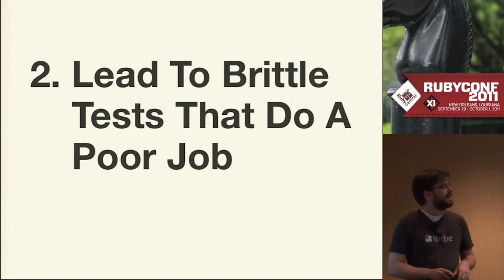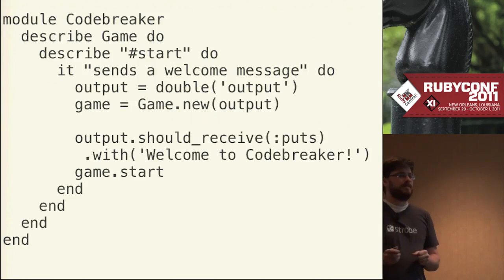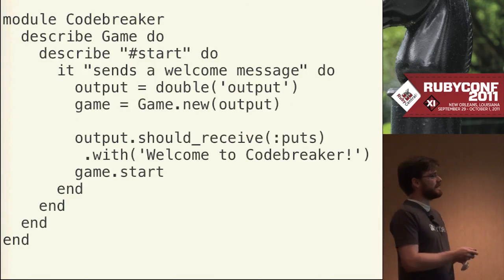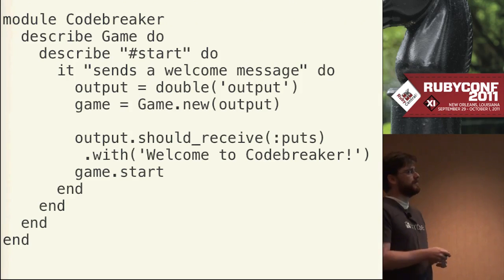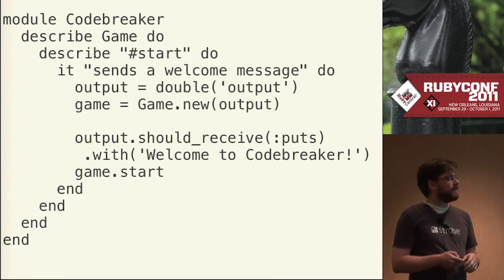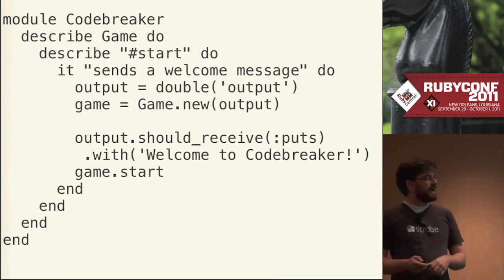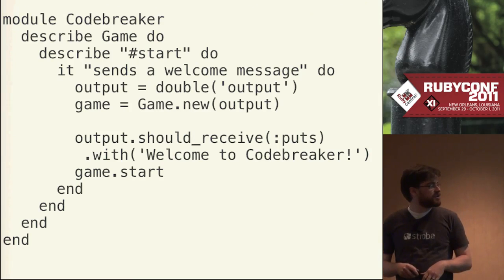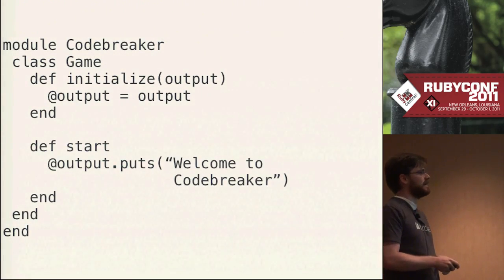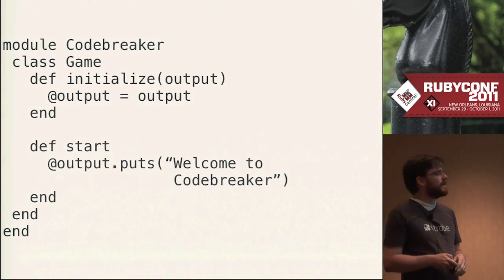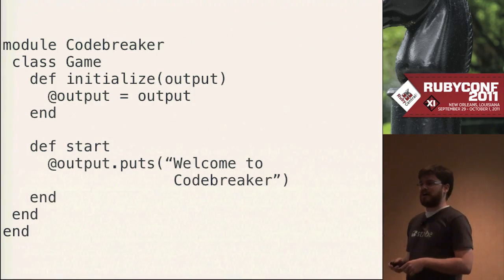Second, I've heard it argued that it leads to brittle tests that do a poor job. So for example, this is from The RSpec Book, written by David Chelimsky, and it's describing a codebreaker game. It says, when the game starts, it sends the welcome message. And in order to be able to do that, it provides a mock object, a double, as the output. It says the output should receive puts with "Welcome to Codebreaker", and then it says game.start. And then you come into the actual implementation, and you've got the same sort of thing: output.puts "Welcome to Codebreaker".